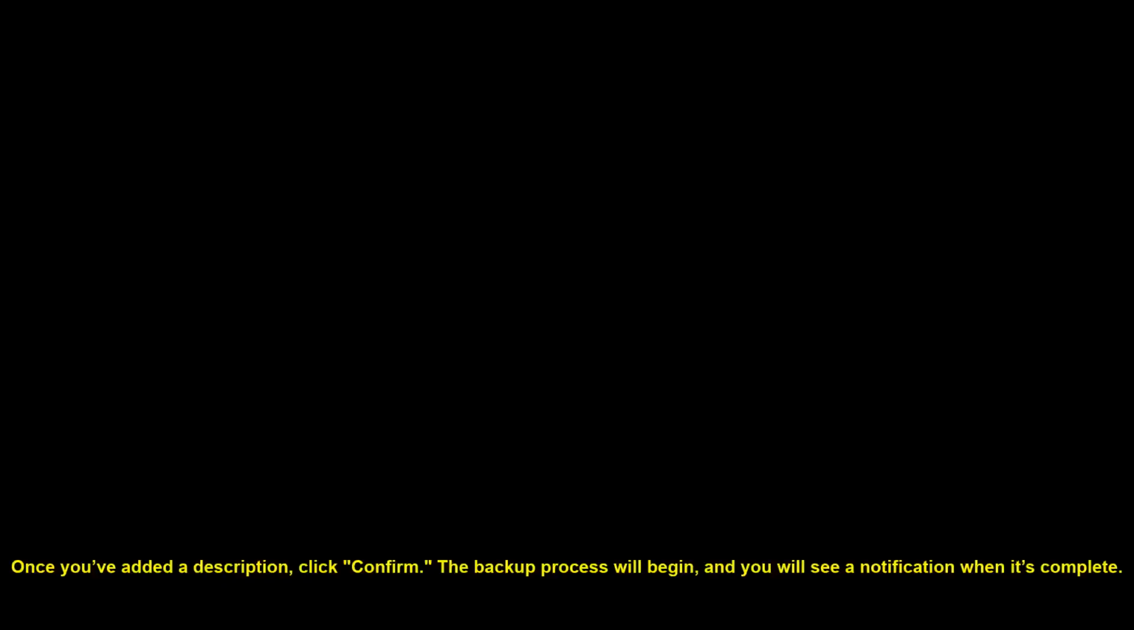To create a new backup, click on the Create Backup button. In the pop-up window, you can add a description for your backup to help identify it later. Once you've added a description, click Confirm. The backup process will begin, and you will see a notification when it's complete.